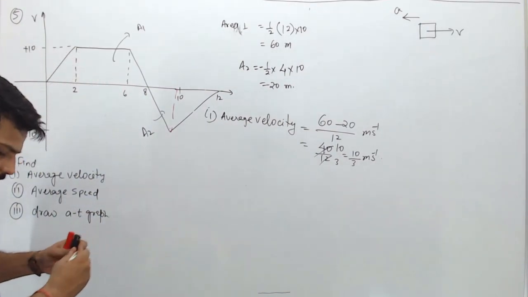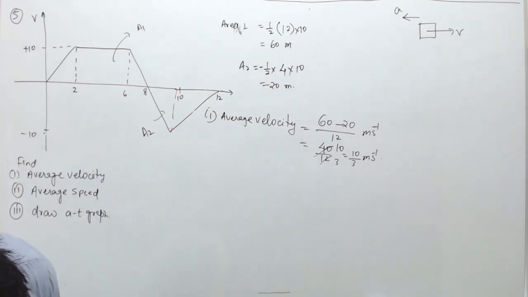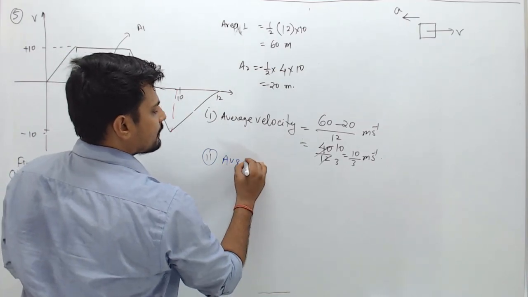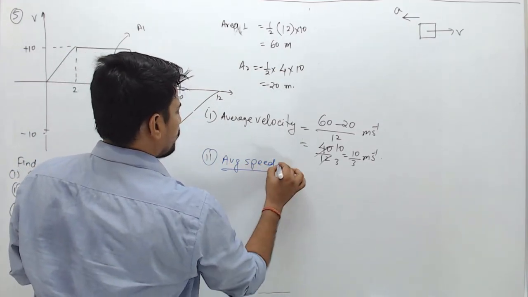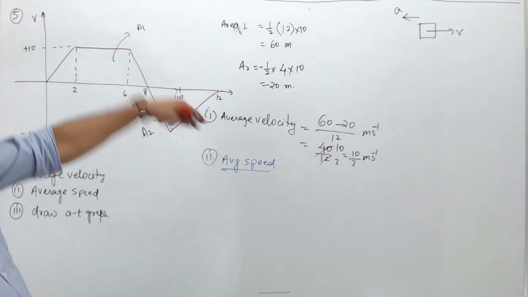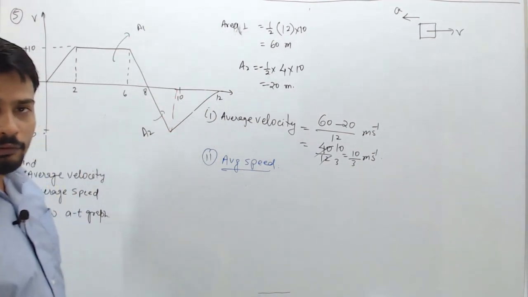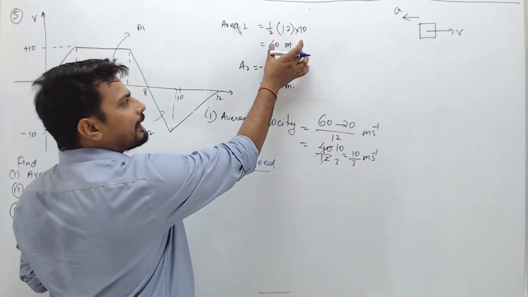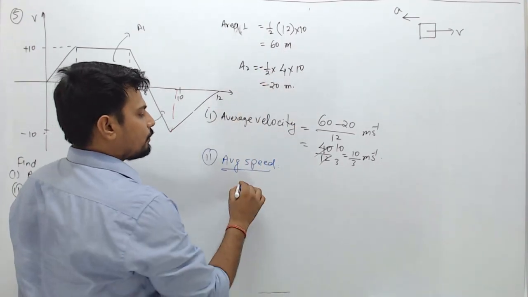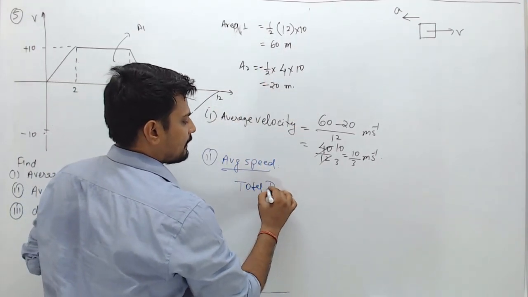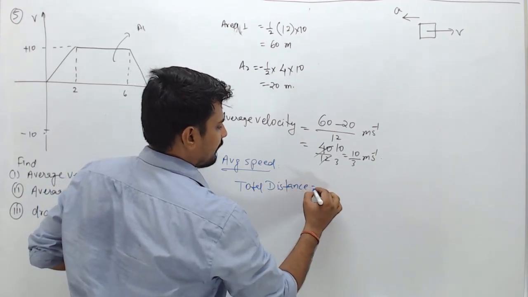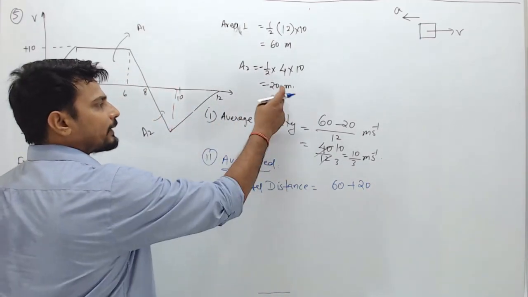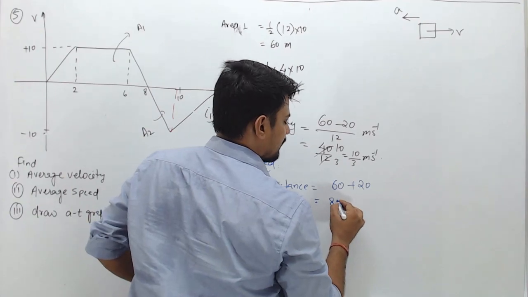All good? Now, coming to the next part, where they're asking you to find the average speed. Number 2 is the average speed. Cool. So the average speed should be how much? Total distance by total time taken. When we talk about distance, as I've told you, distance can never be negative. So I'm going to add the magnitudes of this and this. So the total distance, my dear everyone, please understand this, has to be 60 plus 20. We're not going to subtract this. That's going to be 80 meters.